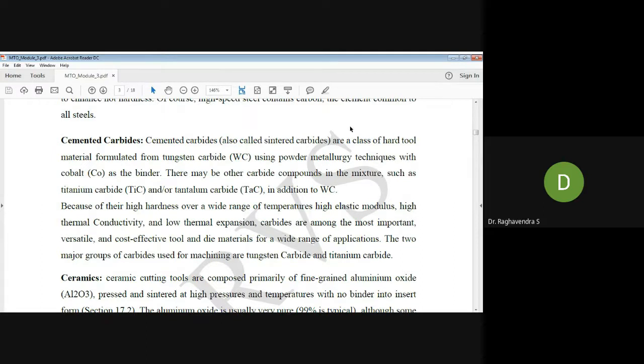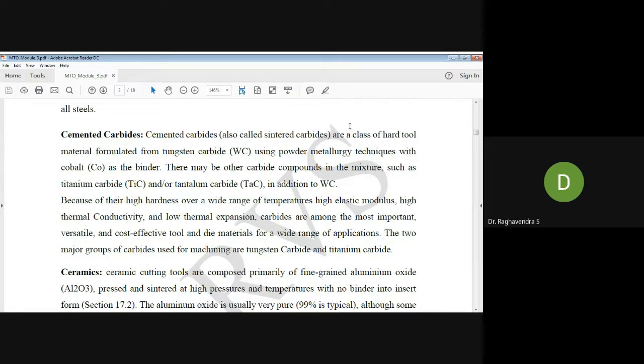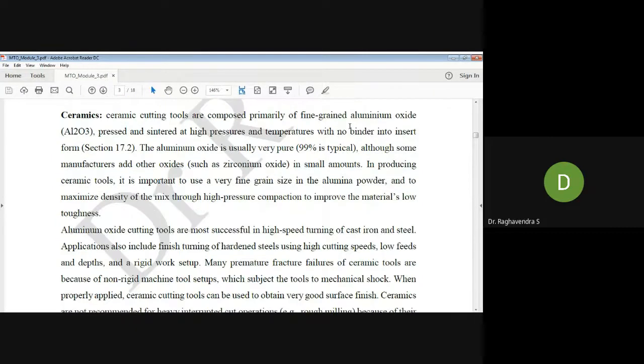They will compress it with a high pressure and then remove it, so that they get whatever shape and size they wanted. Okay, this is called powder metal. This is how they manufacture cemented carbide tools using powder metallurgy techniques.